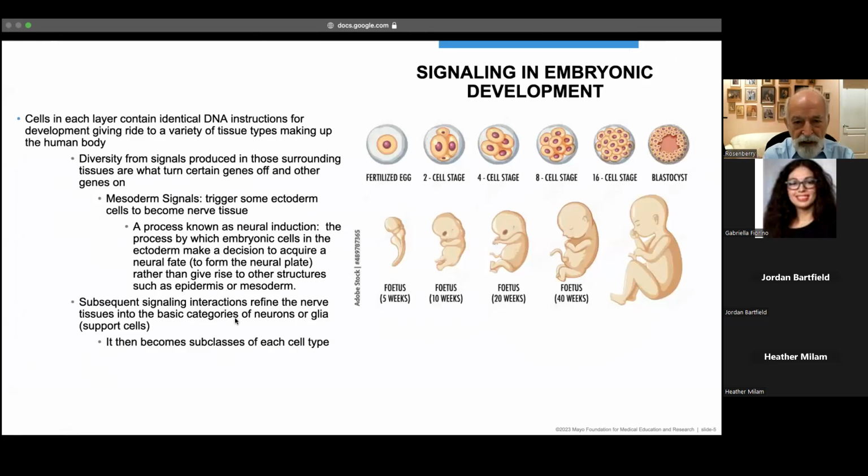And as the cell begins to develop, the blastocyst basically was what I showed in the previous slide. And various stages of the fetus are shown in the lower row. Cells in each layer contain identical DNA instructions for development, giving rise to a variety of tissue types making up the human body. And the diversity of signals produced in those surrounding tissues are what turn certain genes off and other genes on.